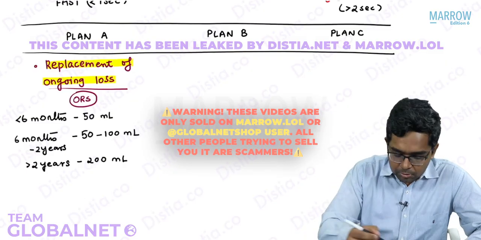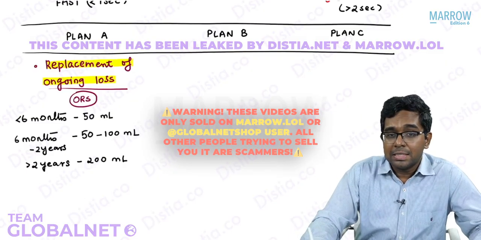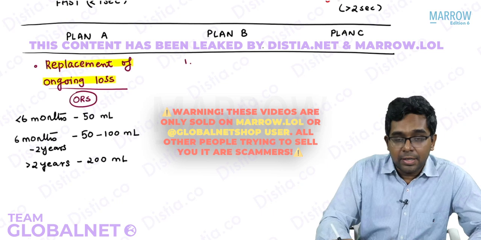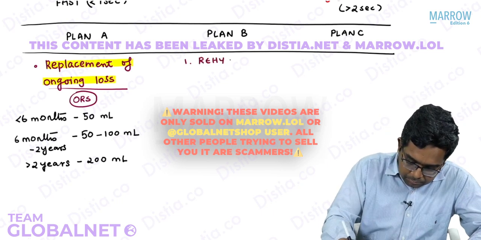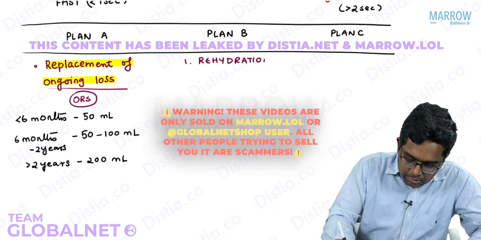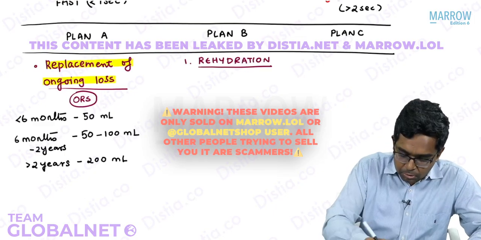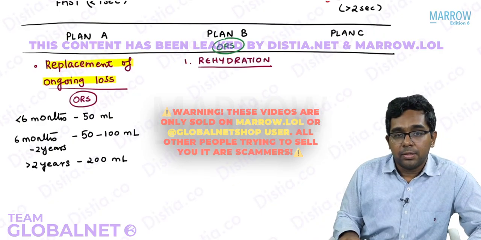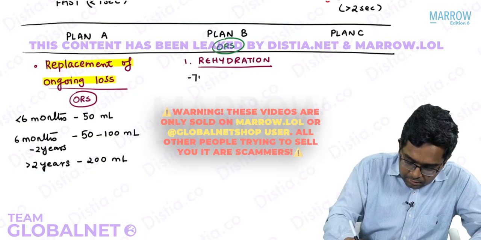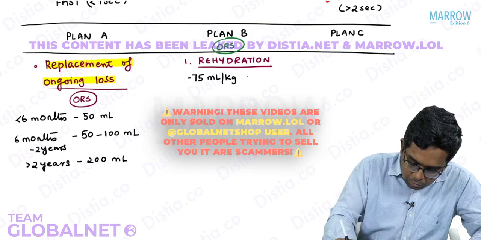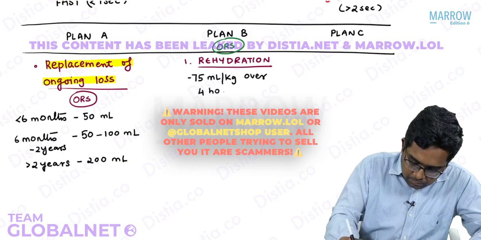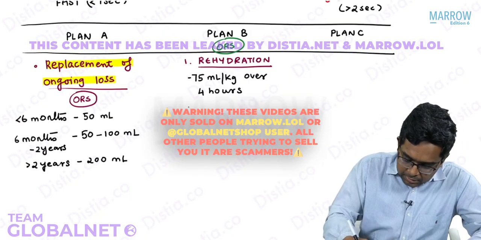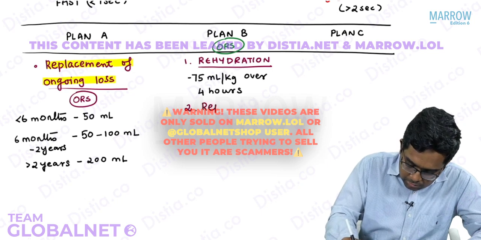Okay, next moving on to Plan B management, which is for some dehydration. Remember here, the first step is correction of dehydration by rehydration. And here again the fluid which is used is ORS, oral rehydration solution. How much ORS to be given during rehydration? You have to give 75 ml per kg over 4 hours. Very important. The initial step is rehydration. The second step is to replace ongoing loss.